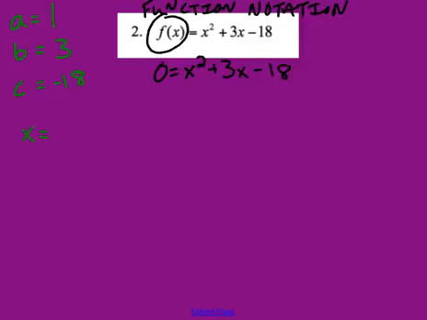X equals, I'll write it out. The more you write it out, the more you're going to know it. So make sure you're writing it out a bunch of times. So I have negative b. So I'm just going to write negative 3 plus or minus b squared. B squared will be 3 squared minus 4 times a, which is 1. C is negative 18. Then divided by 2 times a, which is 1.